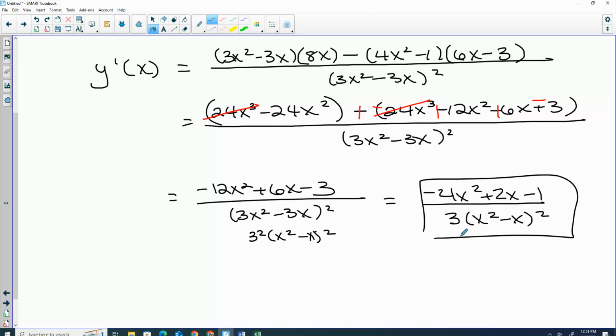So the answer I originally gave is what you would do if you didn't get a common denominator, if you just worked through and did quotient rule twice. This is if you did get your common denominator first.